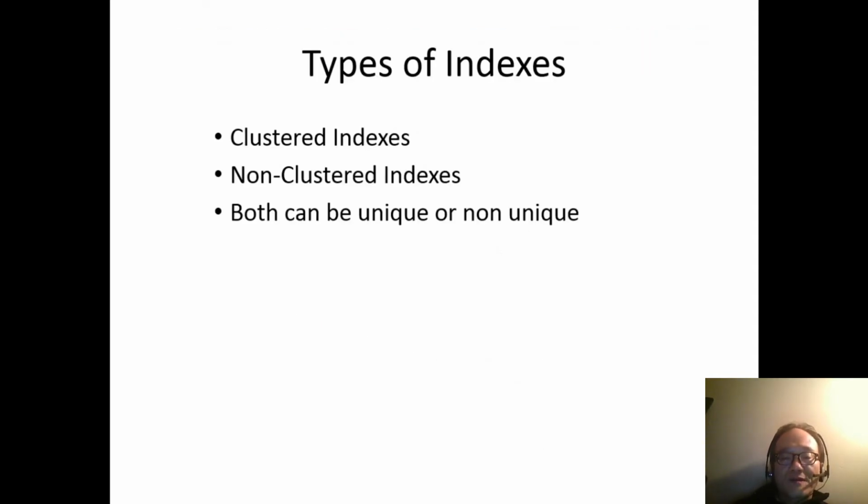There are two types of indexes. Clustered indexes determine the physical storage order of a table. Therefore, there can be only one clustered index for a table. On the other hand, non-clustered indexes do not affect the physical storage order of a table. We can have multiple non-clustered indexes on a table. Both types can be either unique or non-unique.